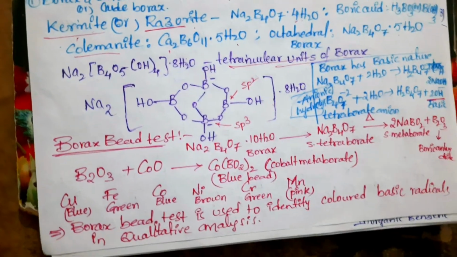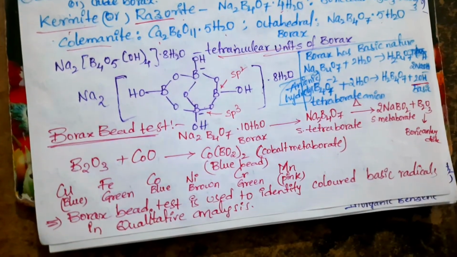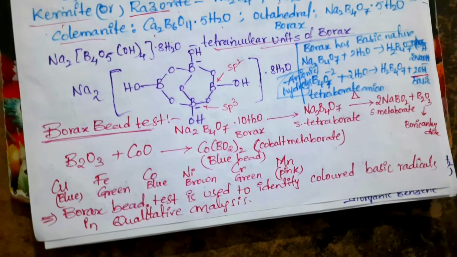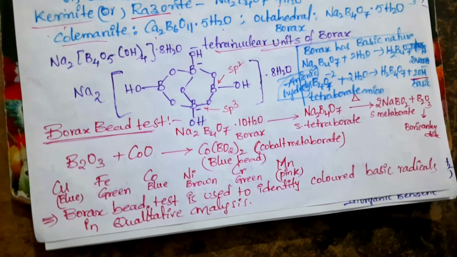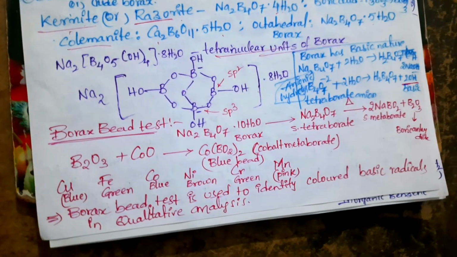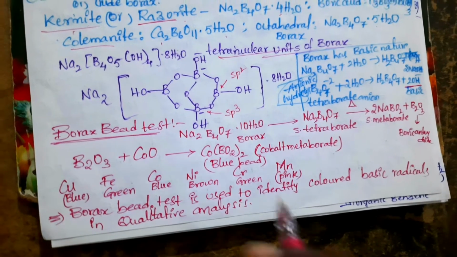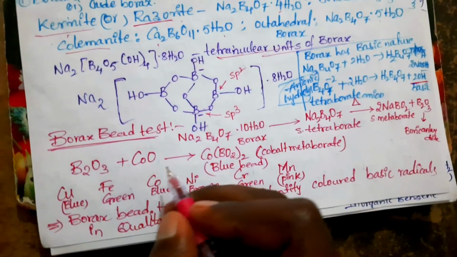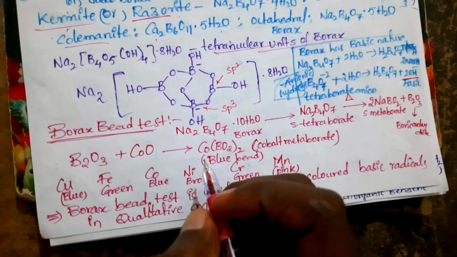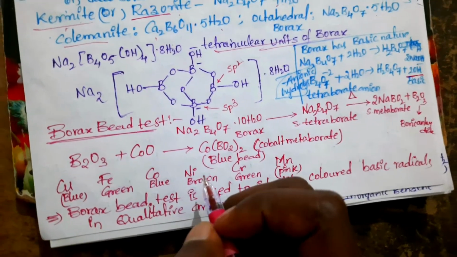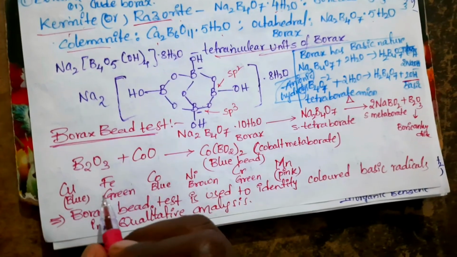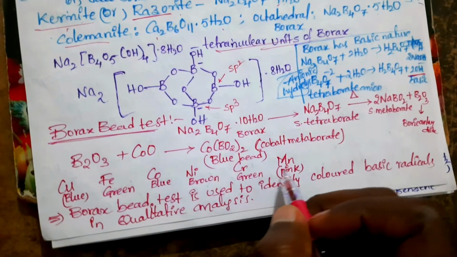Next, the borax bead test. By using this borax bead test, colored basic radicals can be identified in qualitative analysis. That is, this test is used for the identification of transition metals like cobalt, copper, iron, nickel, chromium, and manganese.